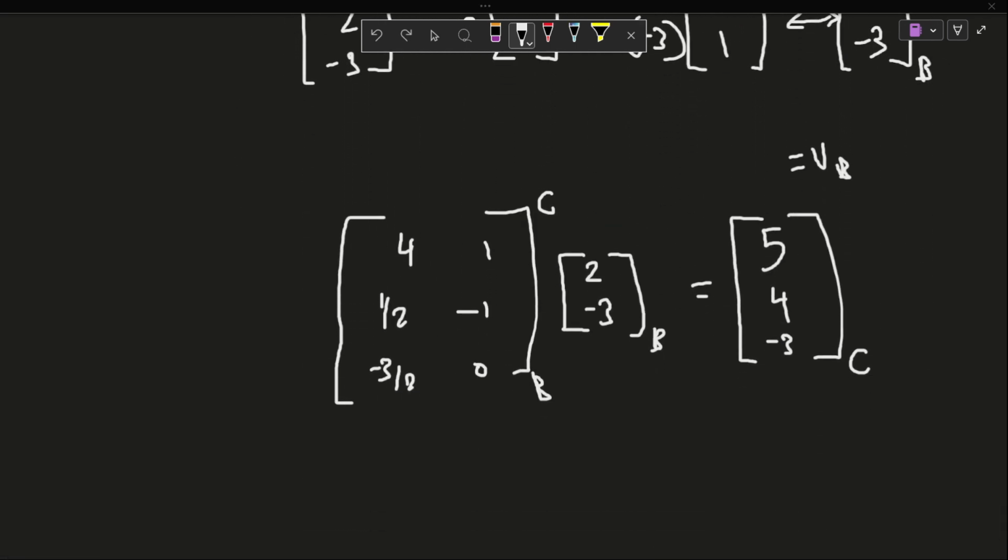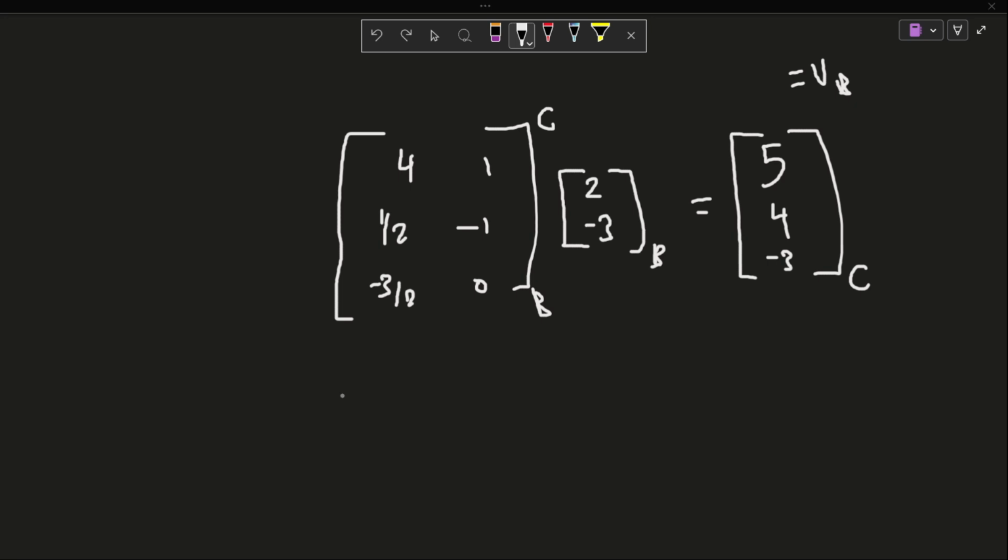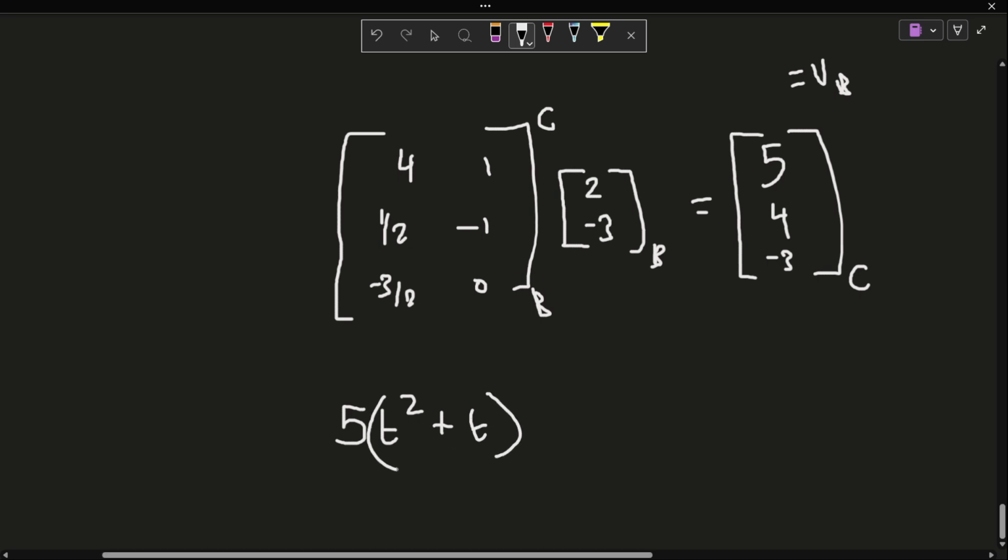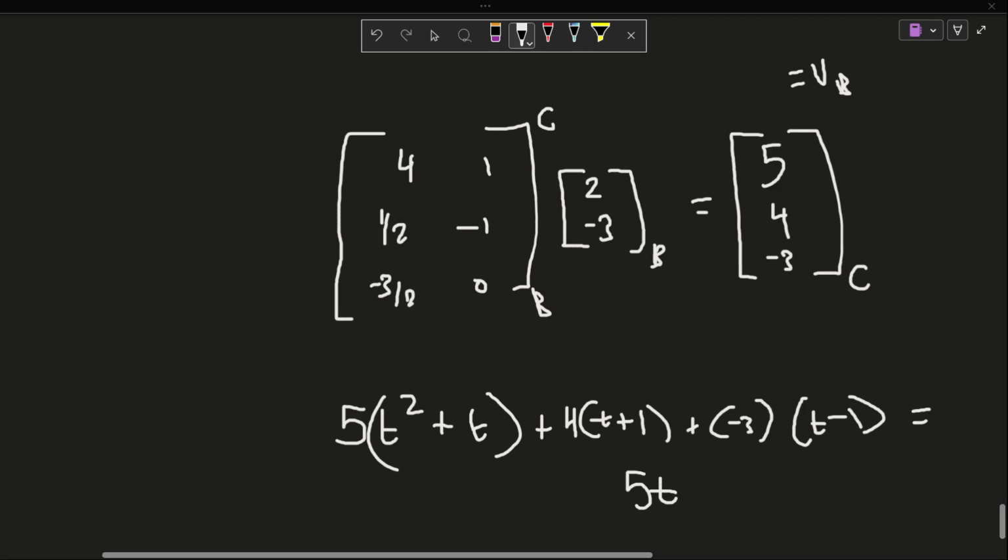And so this and this, they don't look like they work together just quite yet. But you gotta remember to plug that into the equation for your transformation. So you can't forget to do that. So you're gonna get 5t squared plus t plus 4t plus 1, and then plus minus 3t minus 1. And that's gonna give you the same thing: 5t squared plus 6t plus 7.